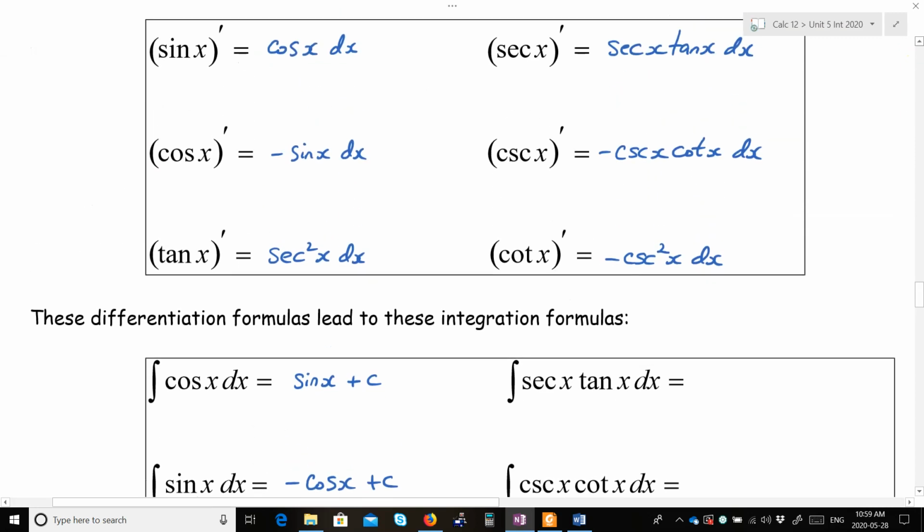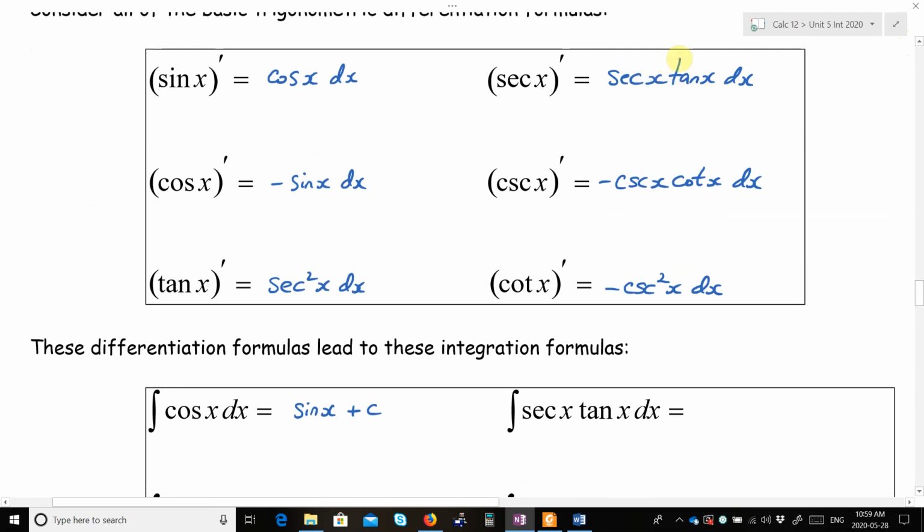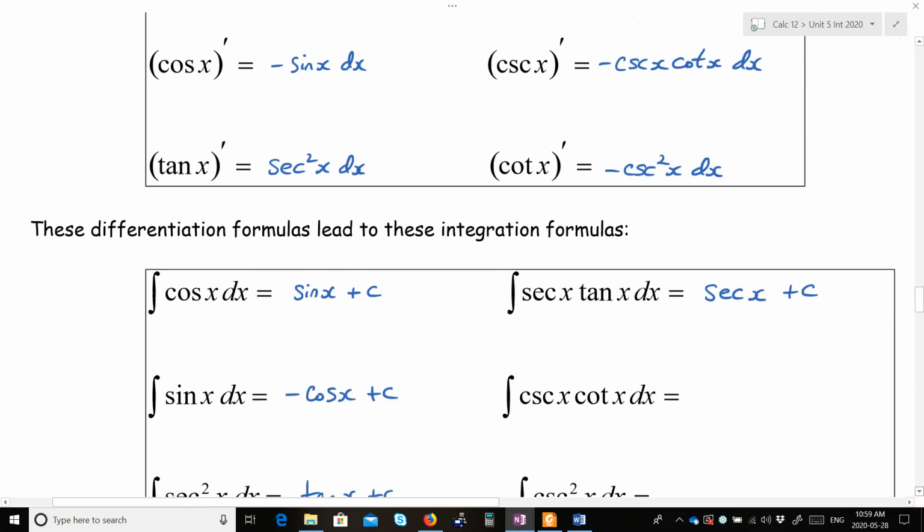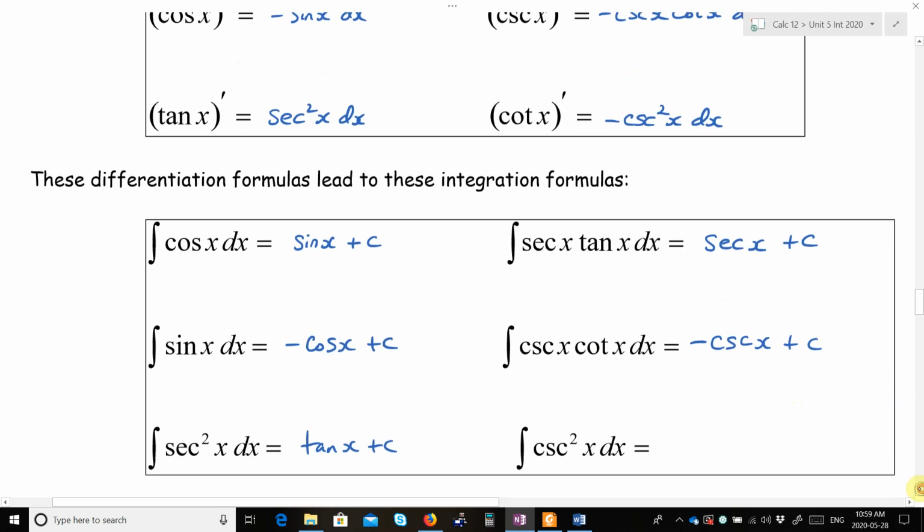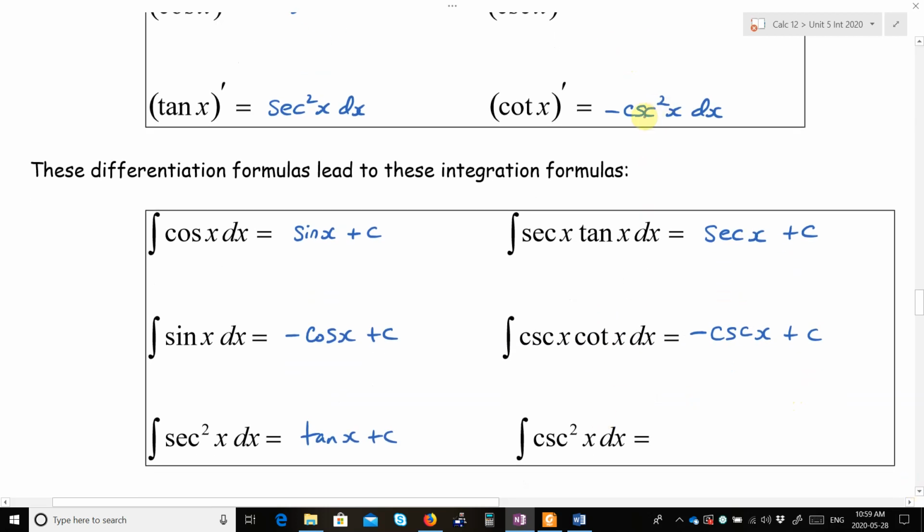The integral of secant x tan x, so if we look up here, if I integrate secant x tan x, I would get back to secant x plus c. The integral of cosecant x cotangent x, see how there's that negative sign, would have to be negative cosecant x plus c. Okay, and the integral of cosecant squared x, notice that we've got that negative again, so it would have to be negative cotangent x plus c. Okay, and so these are some nice trig integration formulas.